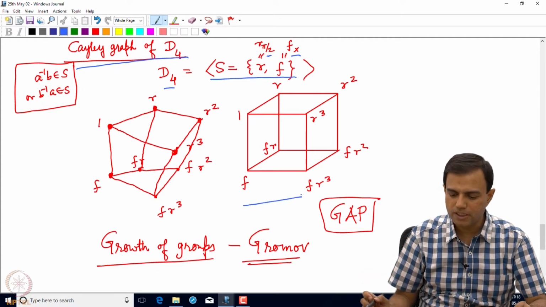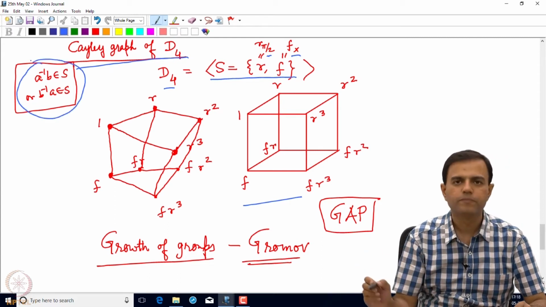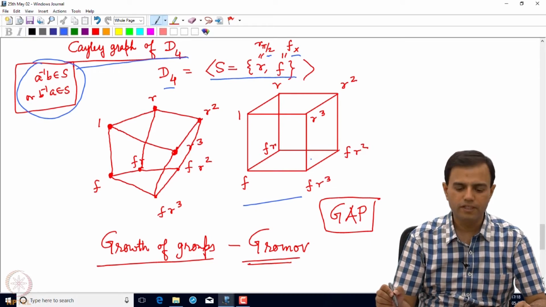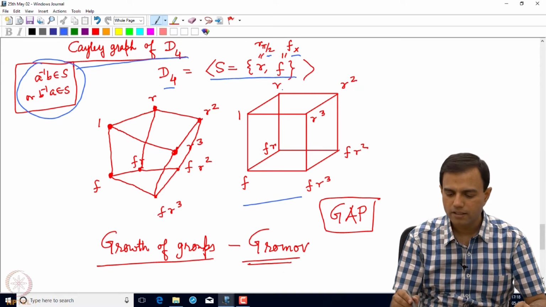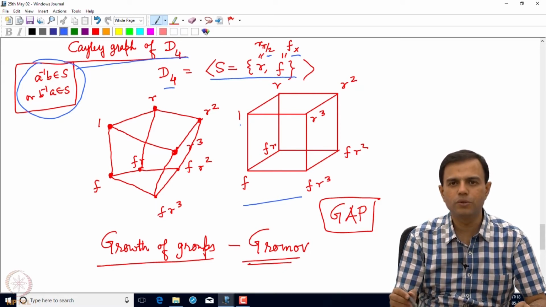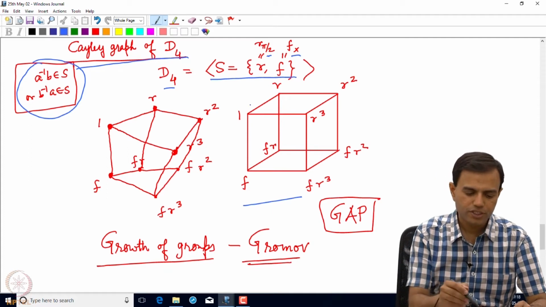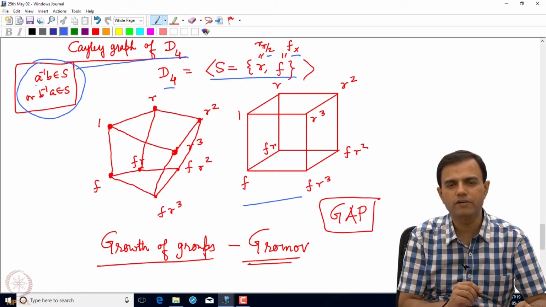I had put these two conditions. The vertices of the Cayley graph were elements of the group, and two nodes, two vertices of the graph, were connected by an edge if either A inverse B were in S or B inverse A were in S.